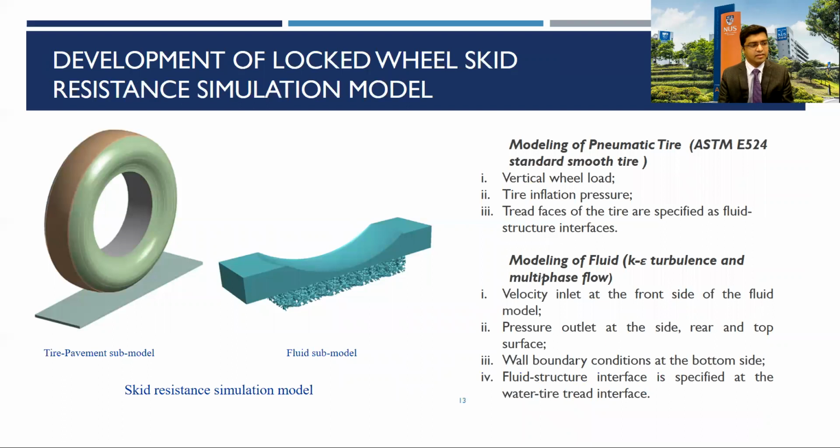In this, the simulation model has two different submodels. One is the tire pavement submodel, and the other one is the fluid submodel. In the tire pavement submodel, the boundary conditions include wheel load, tire inflation pressure, and more importantly, the fluid structure interface for the tire tread elements. Whereas for the fluid submodel, the boundary conditions include velocity inlet, pressure outlet, wall boundary condition, and fluid structure interface at the wall tire tread interface.